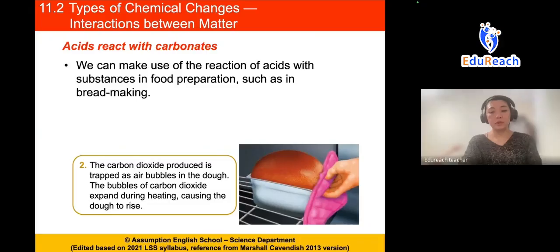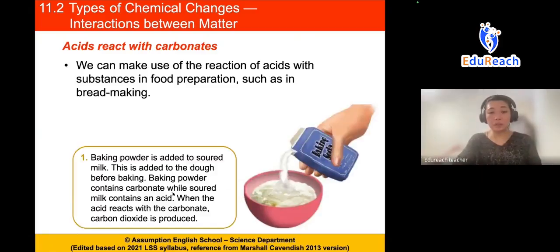Anyone have any idea? When we allow dough to rest, it is actually going to expand in size. How does it expand in size? Because again, the baking powder, the carbonate, and the acid inside the sour milk will react and carbon dioxide is produced. You see, what kind of substance is carbon dioxide?